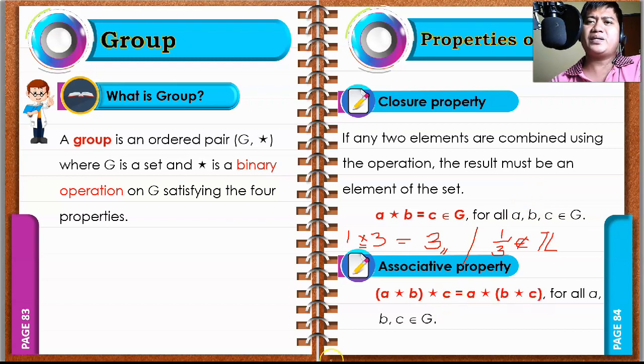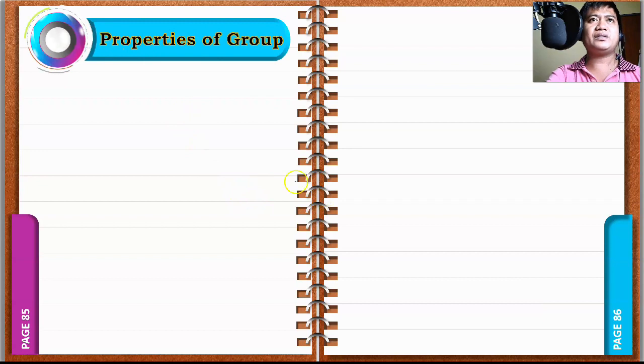So we have (A star B) star C is equivalent to A star (B star C), for all A, B, C elements of G. So we need to satisfy this associative property if we want to determine if the given problem is a group.